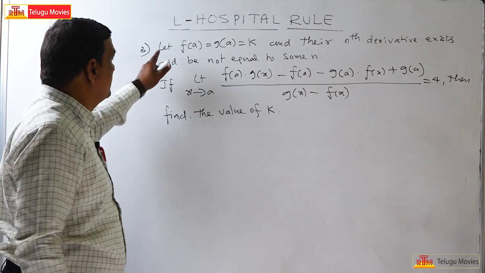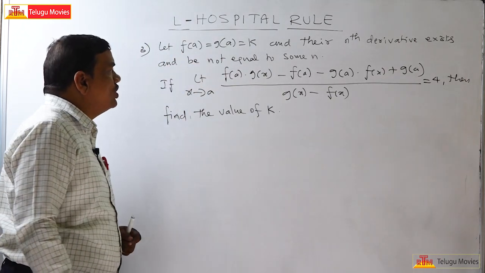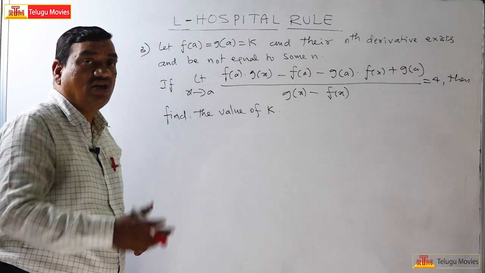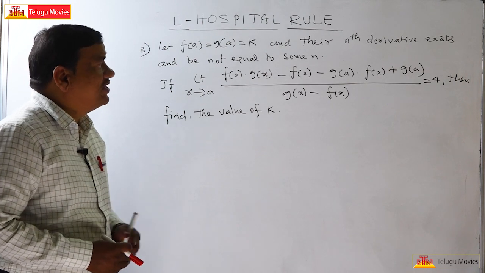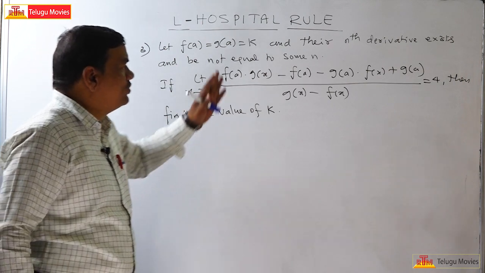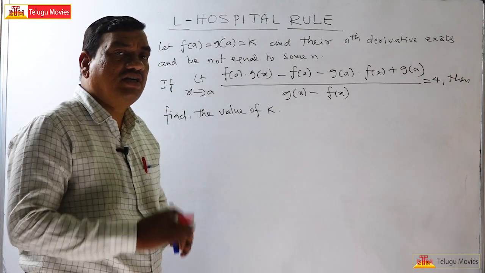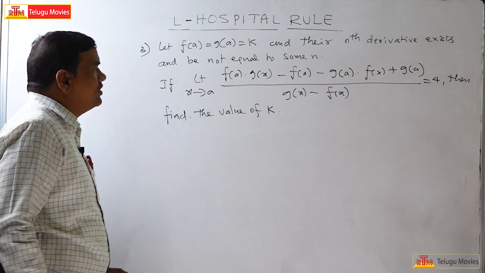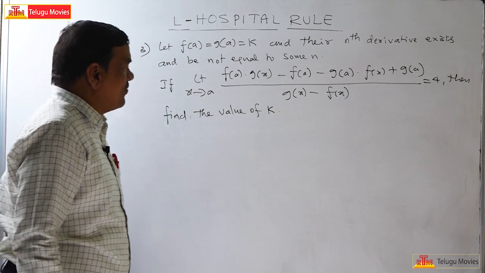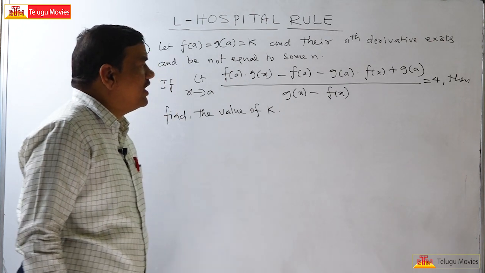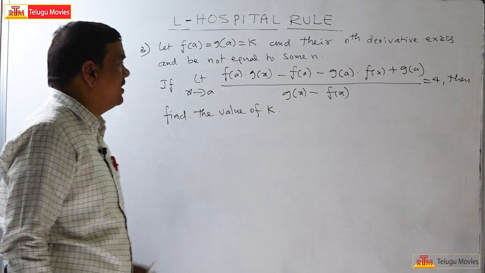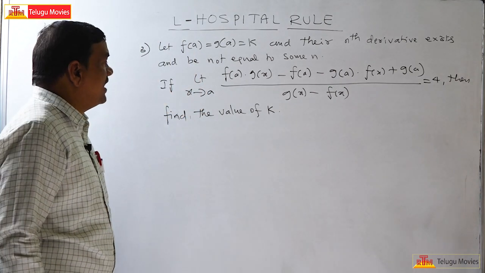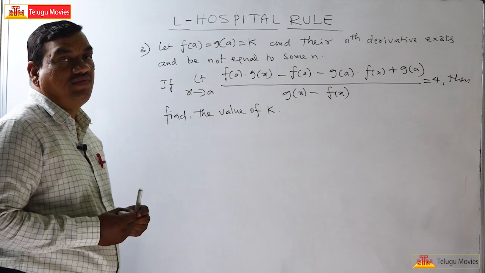Let f of a is equal to g of a is equal to k. There are two functions, at x is equal to a their functional values are k, and their nth derivative exists and is not equal to each other. If limit x tends to a of [f of a into g of x minus f of a minus g of a into f of x] plus g of a, by f of x minus g of x, is equal to 4, then find the value of k.